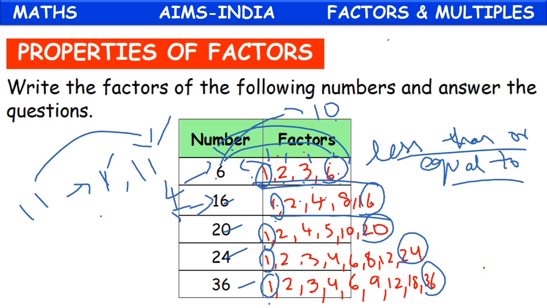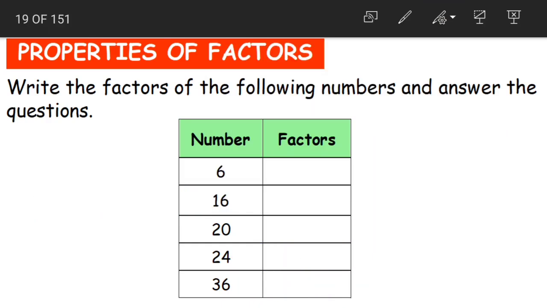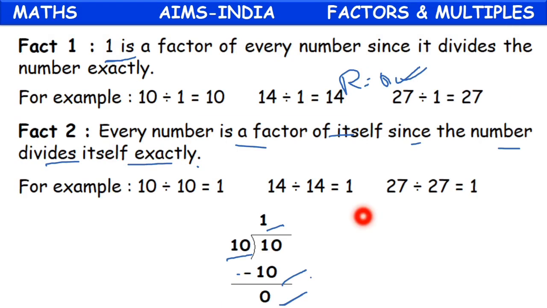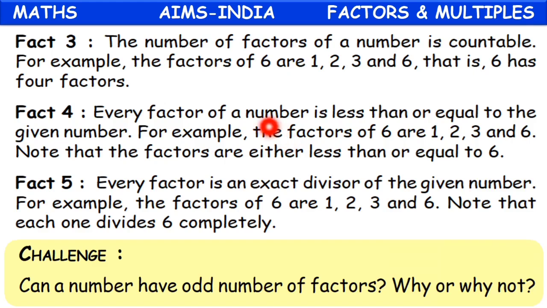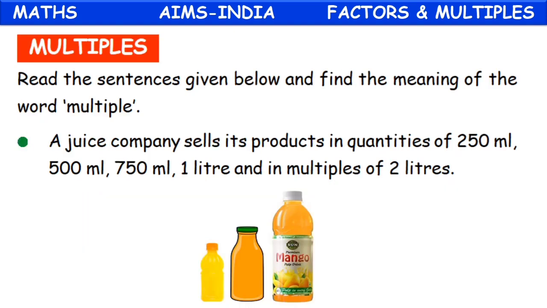So these were the multiplication facts of factors. What were they? 1 is a factor of every number. Every number is a factor of itself. The number of factors is countable. And every factor of a number is less than or equal to the given number. And every factor is an exact divisor of the given number.